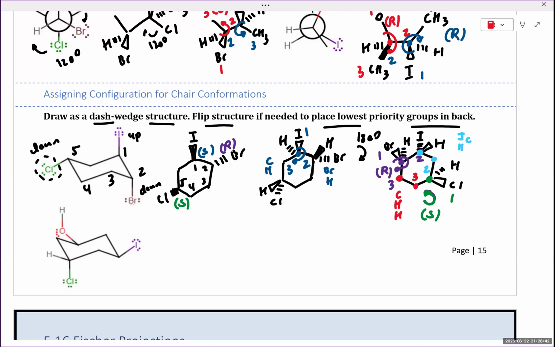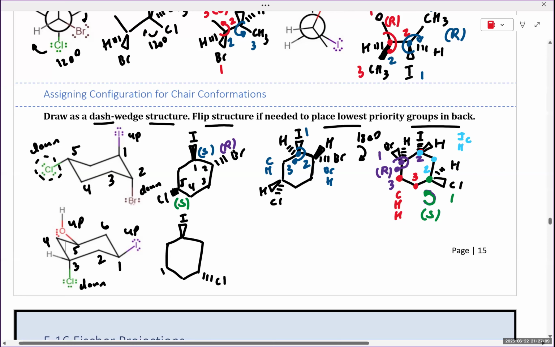Okay, so first and foremost, let's draw this molecule in a dash wedge depiction. 1, 2, 3, 4, 5, 6. Carbon 1, the iodine's pointing up. Carbon 3, the chlorine is pointing down, so it gets a dash. Carbon 5, the alcohol is pointing up, so it gets a wedge.